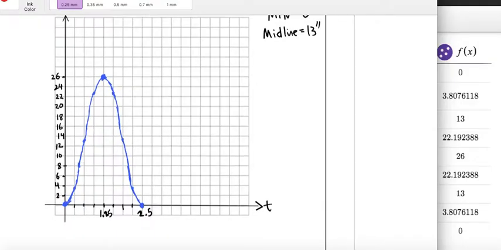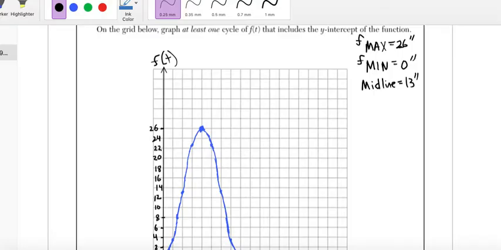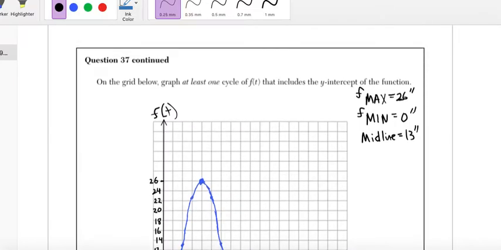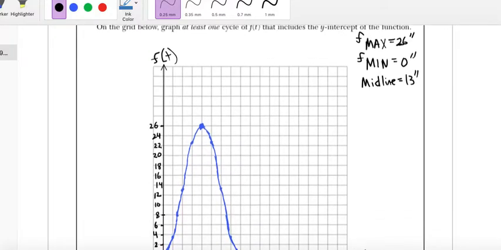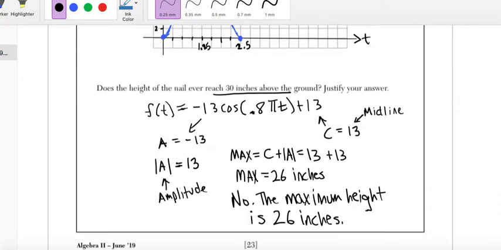I'm gonna make the screen a little smaller so you could see everything. Okay, that's our graph. Isn't that thing a beauty? And they said to graph at least one cycle that includes the y-intercept, which it did. Okay, and then this was the other part. This was one of many ways to do this. We could have just said that the maximum height of the cosine curve is 26 inches, but I thought it'd be easier to get the minimum and maximum first before we go ahead and sketch the graph so that we know how to label our scales.